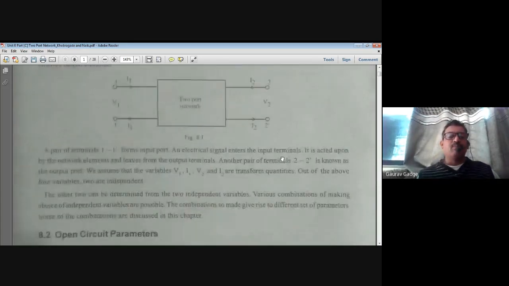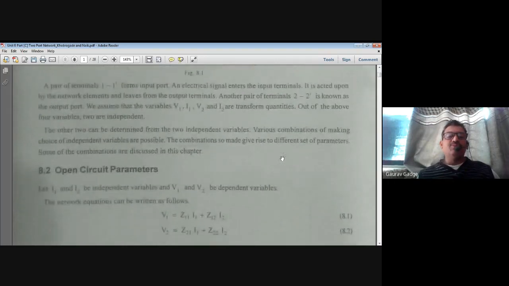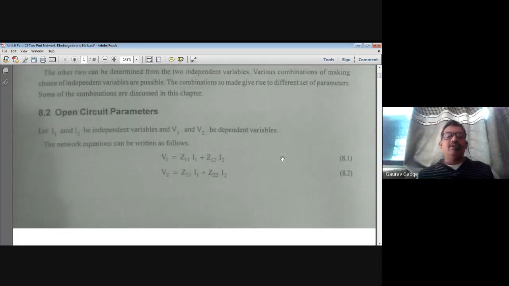Now, these two-port networks are basically represented in three forms of parameters. One, as I said, impedance, admittance, and third is ABCD. So we are starting with the first, open circuit parameters. Let us say I1 and I2 be the independent variables and V1, V2 be the dependent variables. The network equation can be written as V1 is equal to Z11 I1 plus Z12 I2, that is input voltage, and V2 is equal to Z21 I1 plus Z22 I2.